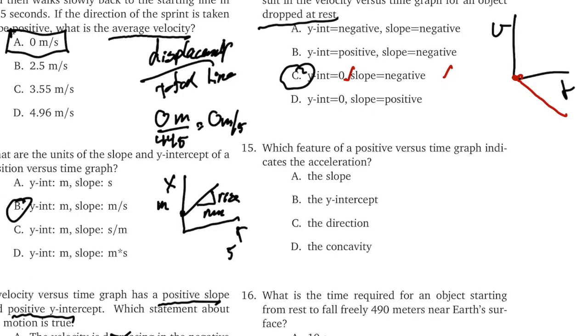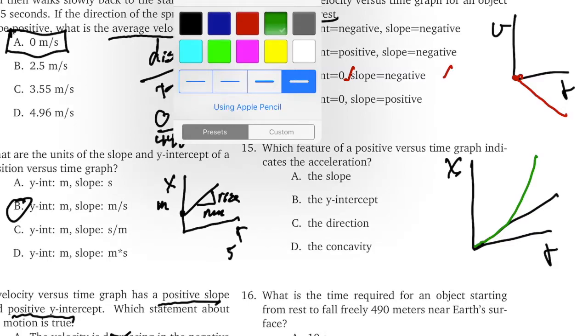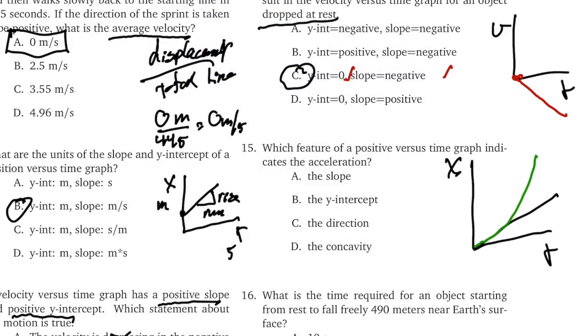Okay. Question 15, which feature of a position versus time graph indicates the acceleration? So I have x versus t. I'll draw two graphs. Here's graph number 1. Here is graph number 2. And you should remember that this graph is a equal to 0, but for the curved graph, a would be some positive number. And we just gave that a fancy term. We called it the concavity. The concavity is not the same thing as the area. Remember, the area of a position versus time graph doesn't tell you anything special.